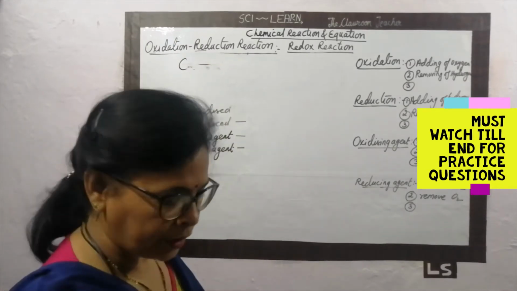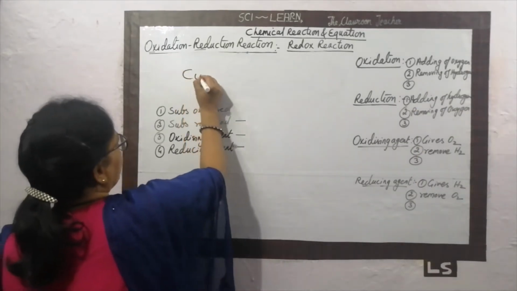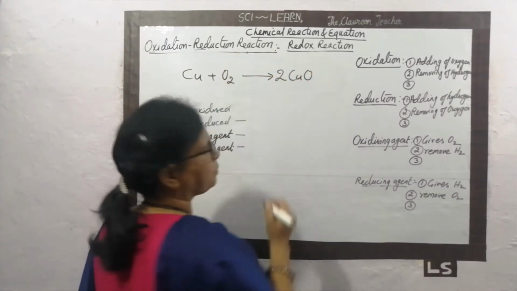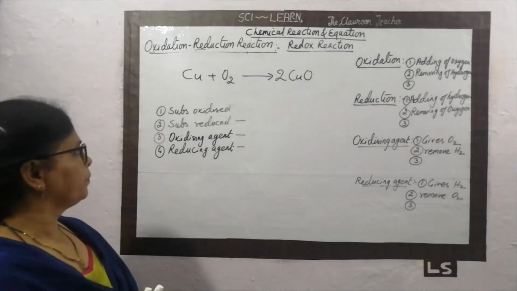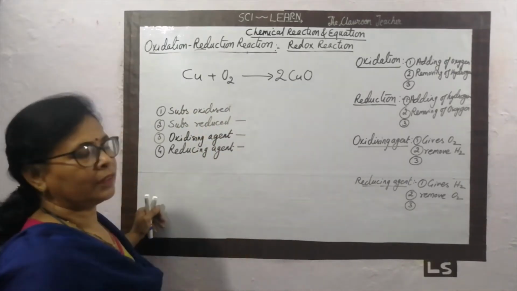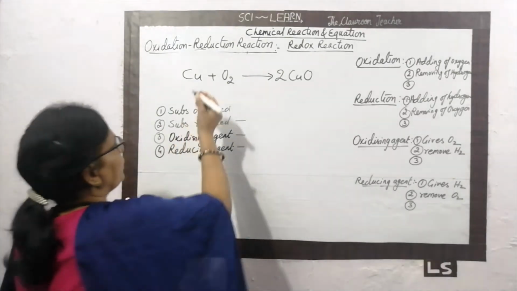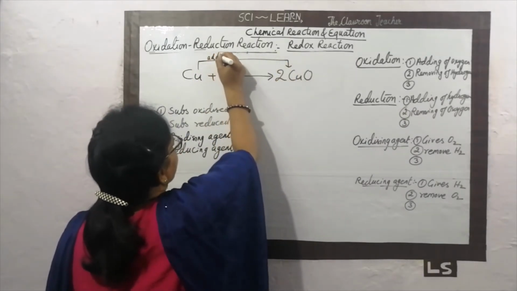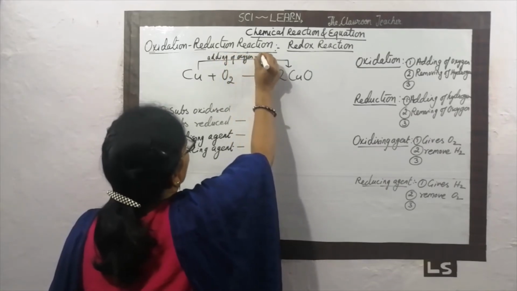Okay, I'm going to write it again because we need some place above this equation also. Copper combined with oxygen to form copper oxide. Okay, what is going on here? Copper here gets oxidized. Why does the copper get oxidized? Because of the adding of oxygen to copper. Here copper gets oxidized by adding of oxygen. So it is oxidation.